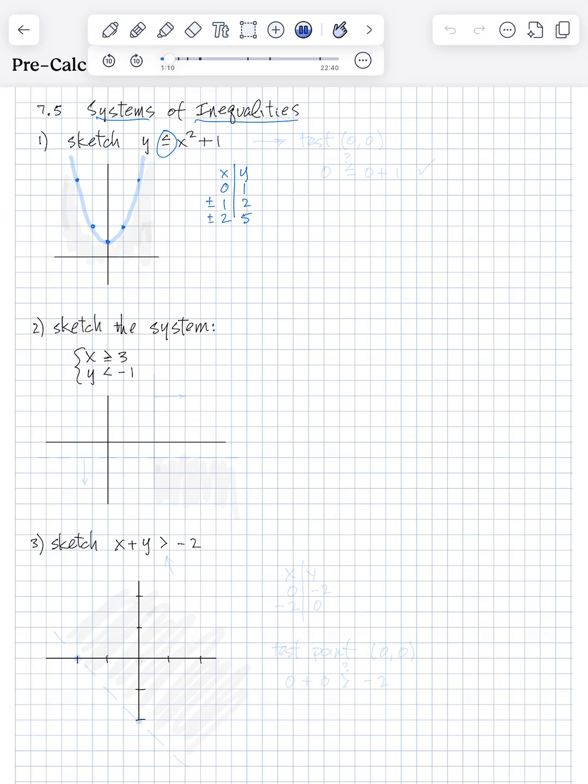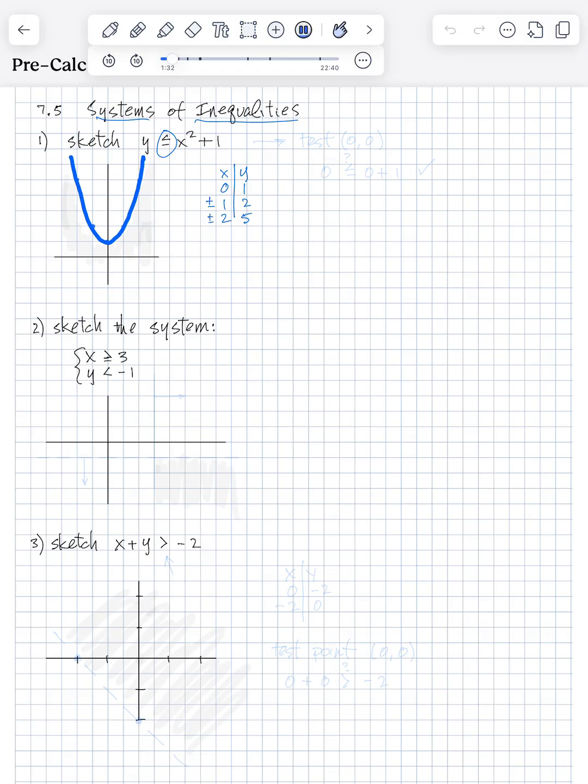So this is obviously a parabola. And because the inequality is less than or equal to, this is going to be a solid line. So let's plot a solid line. Okay, our parabola looks like that.